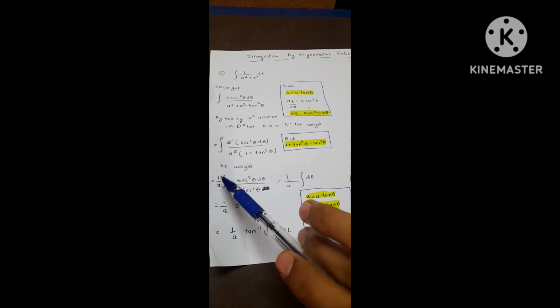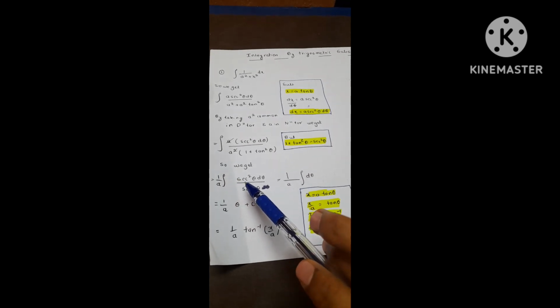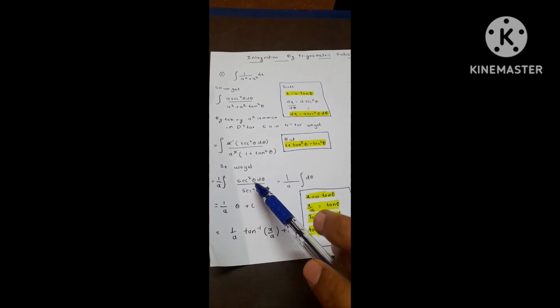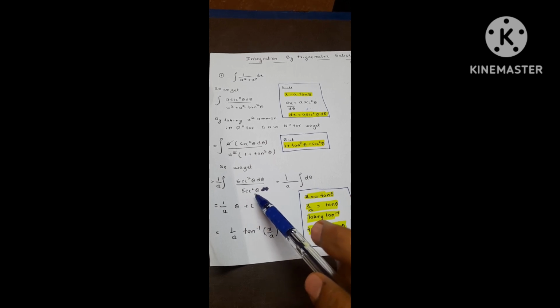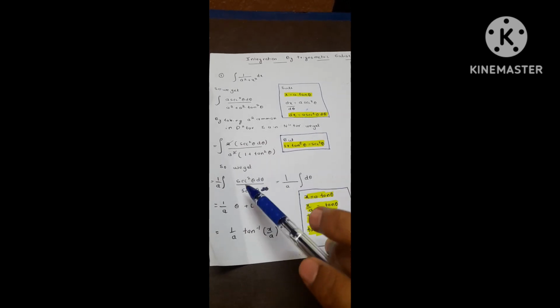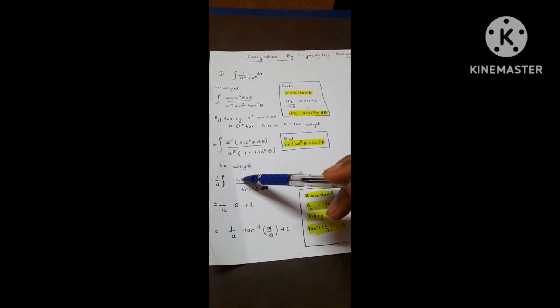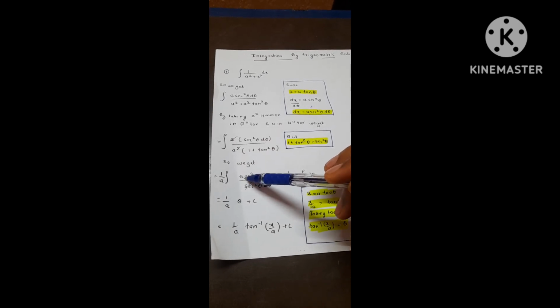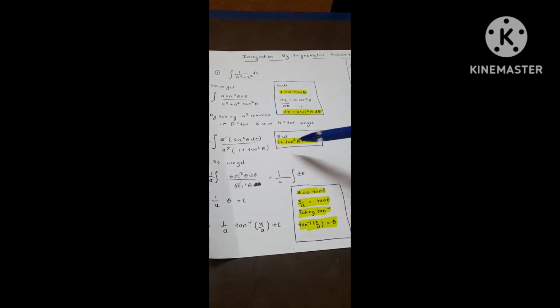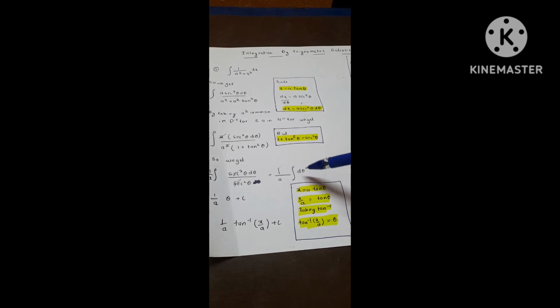We will take it outside because it is a constant. Then we have secant square theta d theta divided by secant square theta, so you can cancel these two. What is remaining? 1 by a times the integration of d theta.